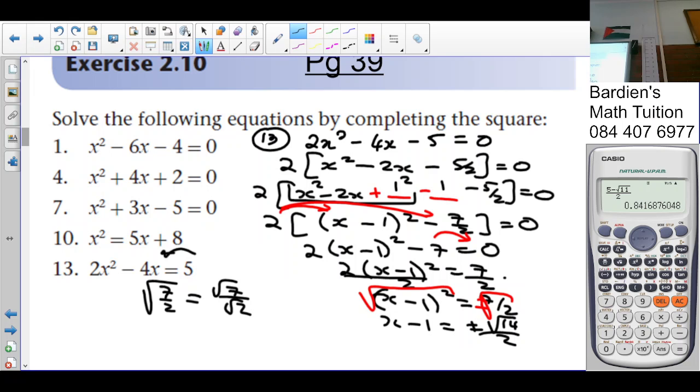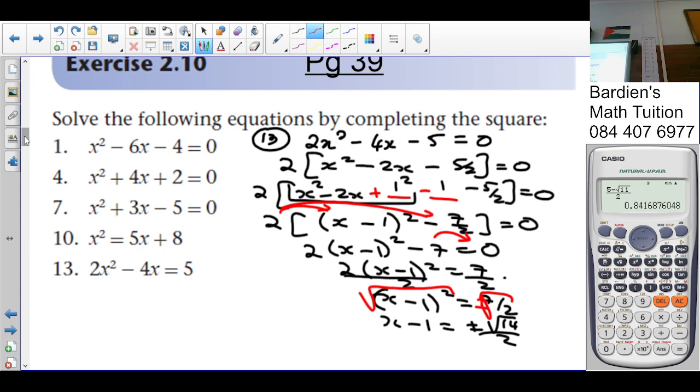But remember the denominator we always rationalize. So root 7 times root 2 is root 14. Root 2 times root 2 is 2. So when you punch that in the calculator, it will do that. You will always rationalize the denominator. Okay? So what do I do now?